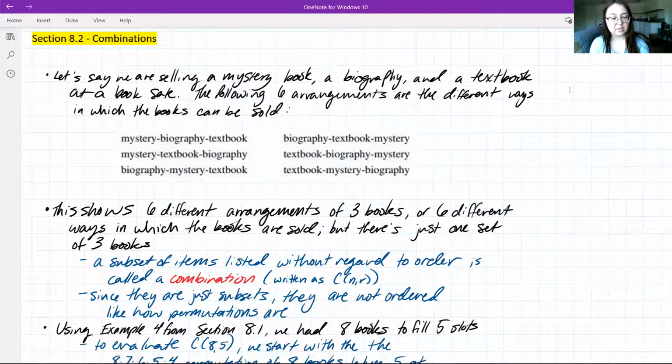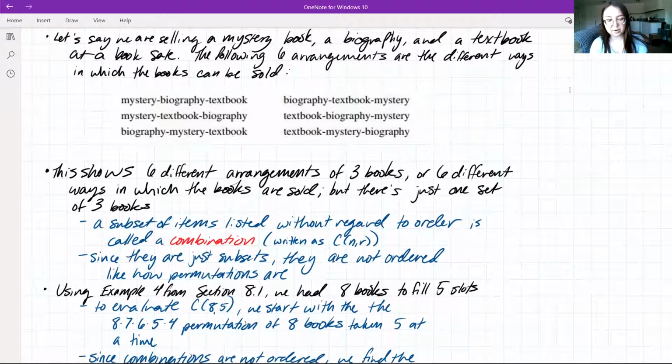So for starting, let's say we are selling a mystery book, a biography, and a textbook at a book sale. The following 6 arrangements are the different ways in which the books can be sold. Mystery, biography, textbook; mystery, textbook, biography; biography, mystery, textbook; biography, textbook, mystery; textbook, biography, mystery; textbook, mystery, biography. So these are all the different ways that we can rearrange our 3 different books. So this shows the 6 different arrangements of 3 books, or 6 different ways in which the books are sold.